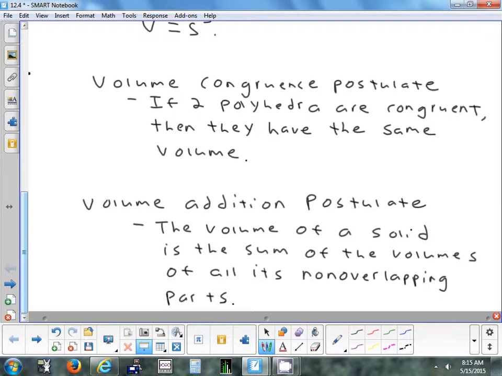Any questions on those three basic ideas? Volume of a cube, volume congruence postulate, volume addition postulate. These are all basic facts that we're going to use as we go through this section.